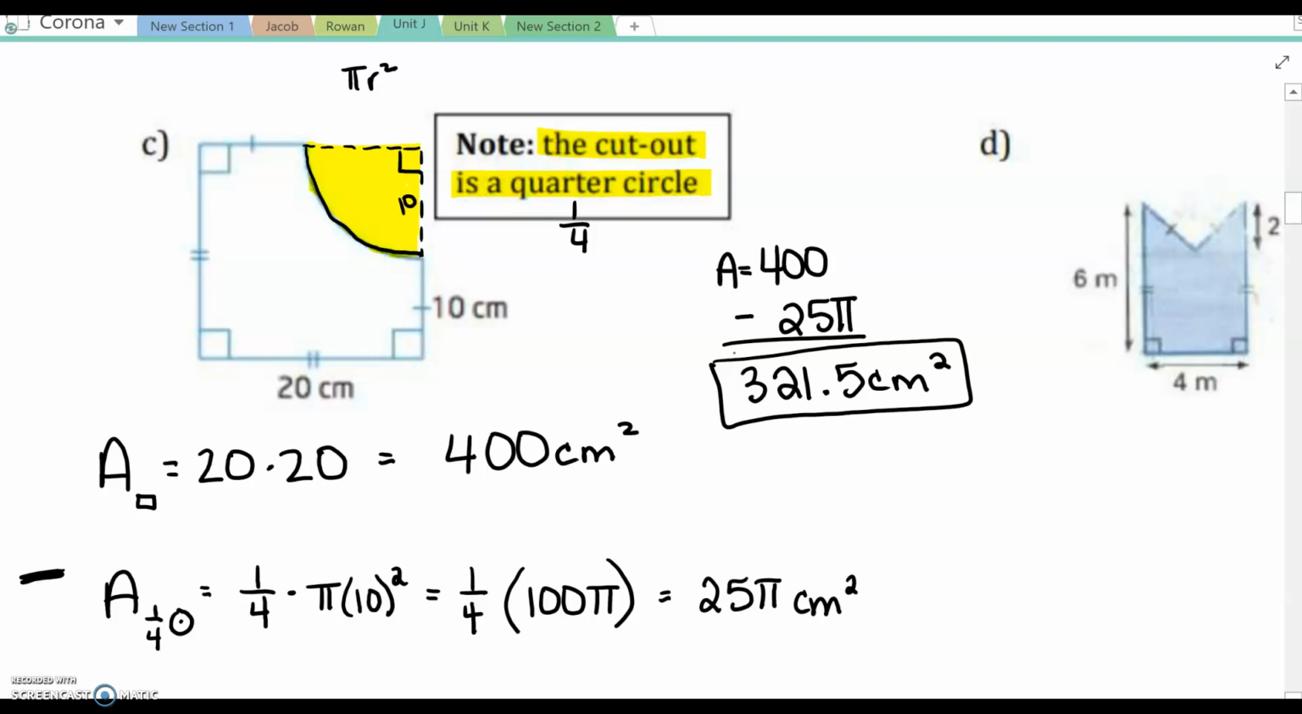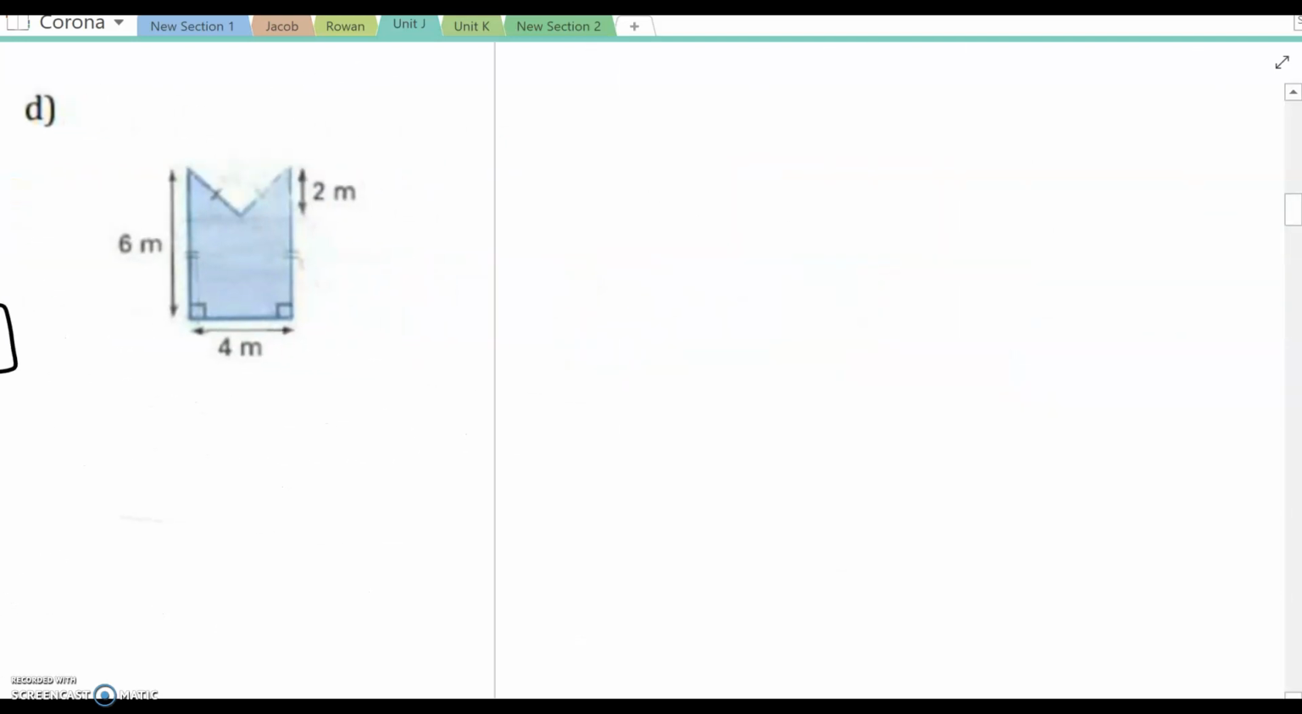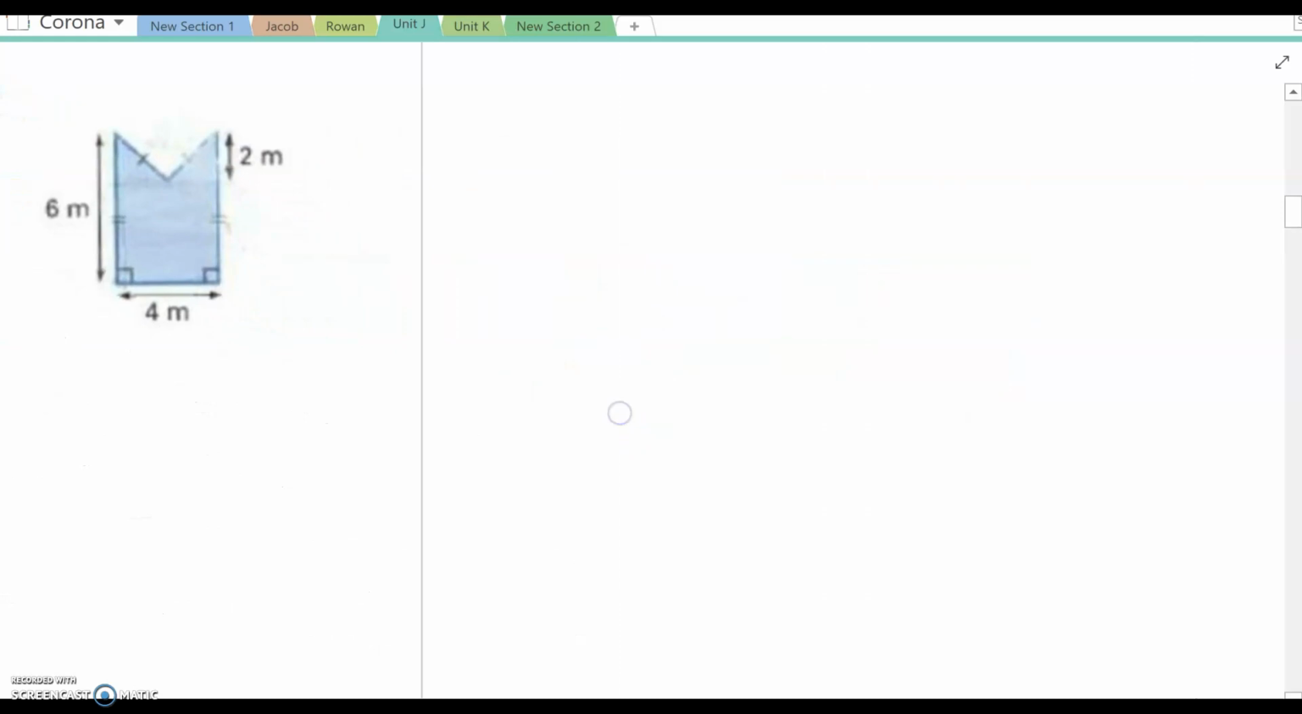Okay, moving on to question D. Once again, we have a shape that looks more like it has a portion cut out. If you were to ask me, I would say I could look at this as a full rectangle, right? A 6 by 4 rectangle. And then it looks like this triangular portion is carved out of the full rectangle. So I would start off by finding the area of the rectangle, which is base times height, or in this case, it looks like a 6 by 4. So that's 24 meters squared.